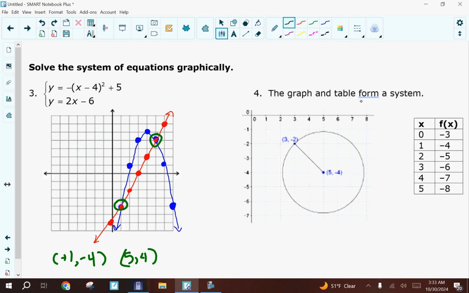Okay. Next one says the graph and the table form a system. So the circle's already there on the graph, so we don't have to worry about that. This table over here, we just have to graph those. So I'm going to put this one here: 1, -4, 2, -5, 3, -6, 4, -7, and then 5, -8 is off the charts, but I can go ahead and put that too. I just draw my line. And the solution is anywhere where they touch, so the only spot where they touch is here. So that would be at 3, -6.